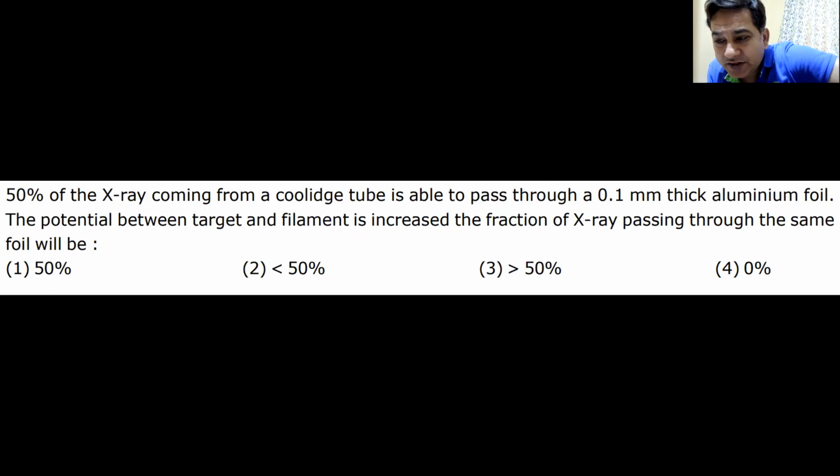50% of the X-rays coming from a Coolidge tube is able to pass through a 0.5 mm thick aluminum foil. If the potential between the target and the filament is increased, the fraction of the X-rays which passes through the same foil will be: 50%, less than 50, more than 50, zero. More than 50.